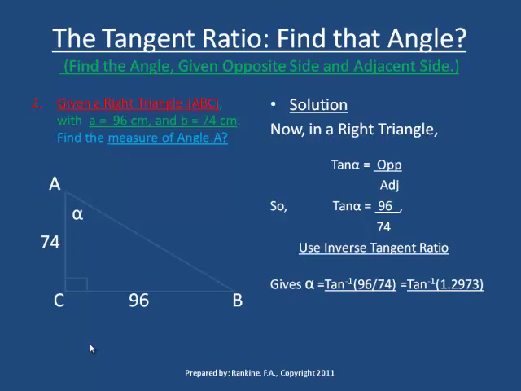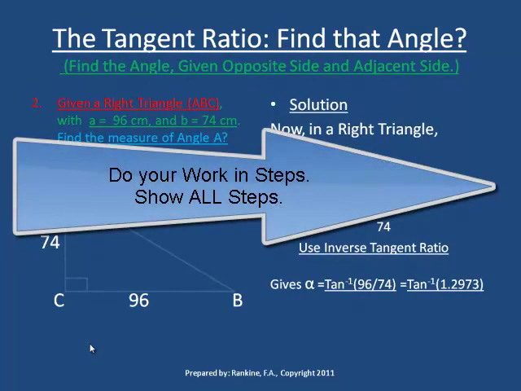Here, remember, do what is in the parentheses first. That is, divide 96 by 74. Then you're going to do another step on your calculator because you need to get the angle. Don't try to do the work in one step, which is what is happening, and you're getting frustrated because you don't get the correct answer. Do your work in steps.